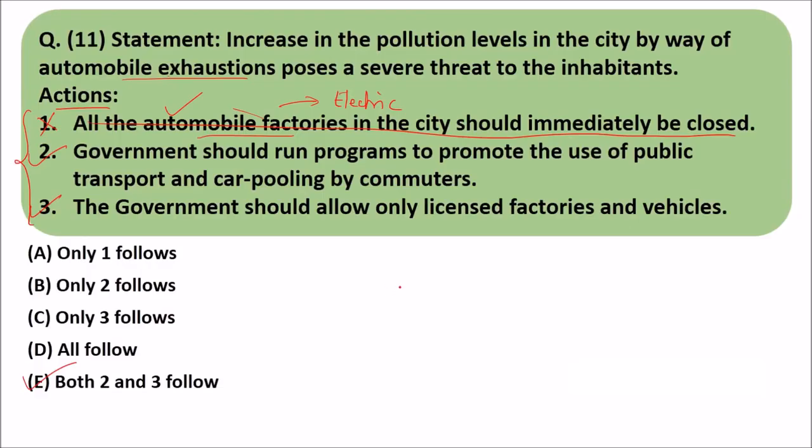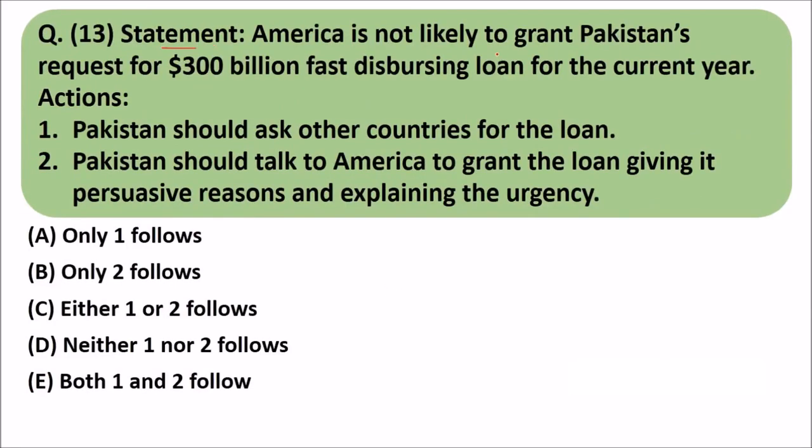This is the answer. Statement: America is not likely to grant Pakistan's request for 300 billion fast disbursing loan for the current year. Actions: Pakistan should ask other countries for the loan. Pakistan should talk to America to grant the loan, giving it persuasive reasons and explaining the urgency. So this is a very possible or logical action that Pakistan persuades America to grant the loan, okay, by giving good reasons. Now the first option which is there, Pakistan should ask other countries for the loan.